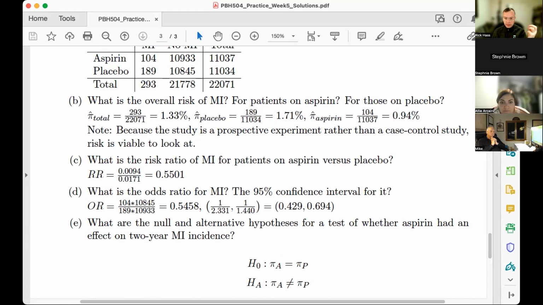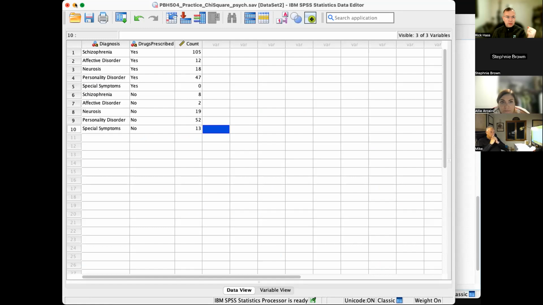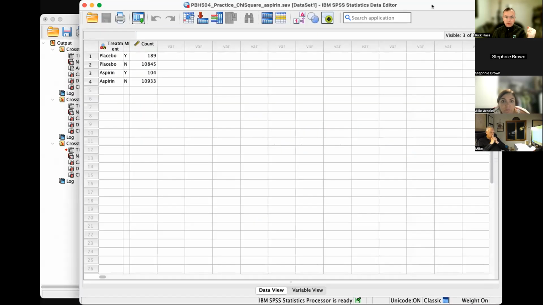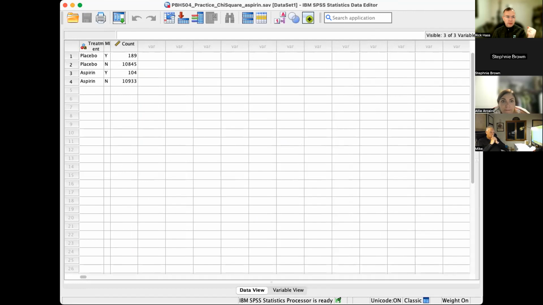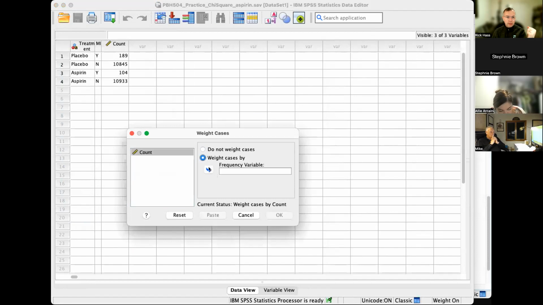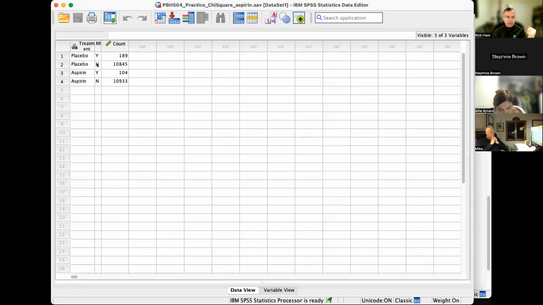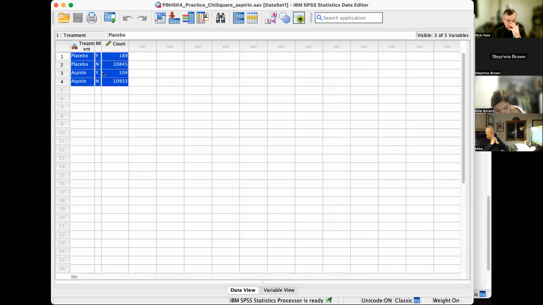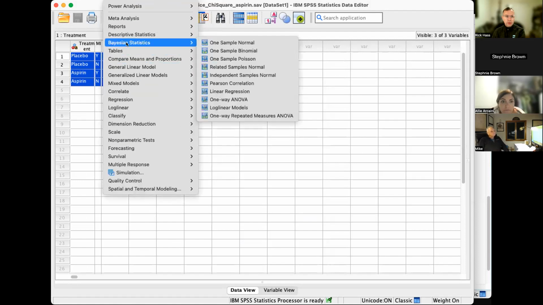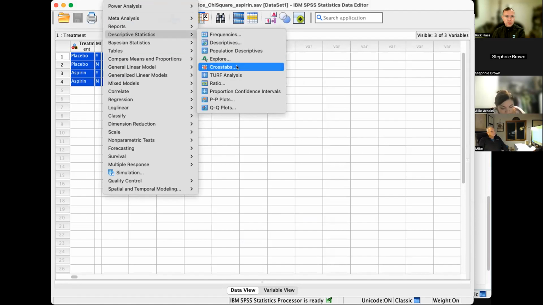So we'll go to that data set, and we're going to do the same thing with it. Just make sure that we're weighting the cases. So go back to Data, Weight Cases by count. Again, we see our contingency table here in a strange fashion. Now I'm going to do the same thing as before. Go to Crosstabs.